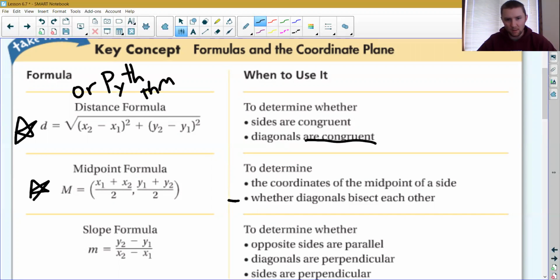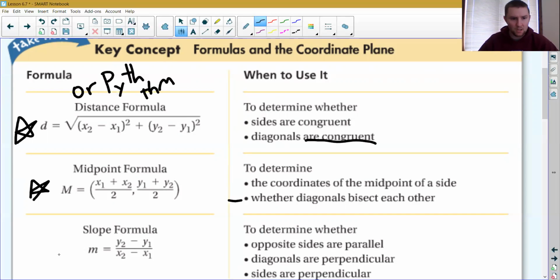This one won't be quite as common, but we might have to determine whether diagonals bisect each other, because remember, in a parallelogram, the two diagonals are supposed to cut each other in half. So we might have to find the midpoints of the diagonals and decide, are those at the same point? If the midpoints are the same, that implies that the diagonals bisect each other.